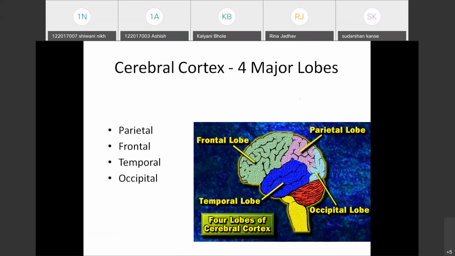These are the four major lobes. Lobes are nothing but parts of the cerebral cortex. Frontal lobe: why is it called frontal? Because its situation is to the front side of the face, our front side. So that's why it is called frontal. And temporal is the middle, and the parietal lobe, and the backmost one is the occipital lobe.